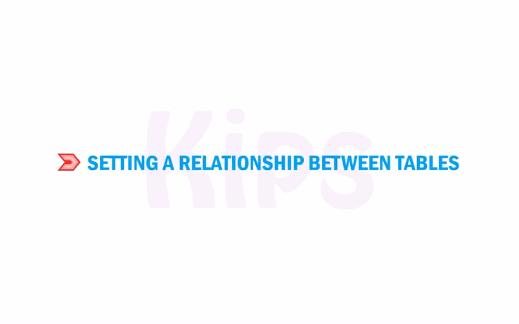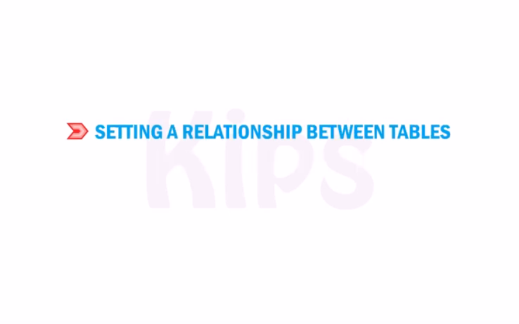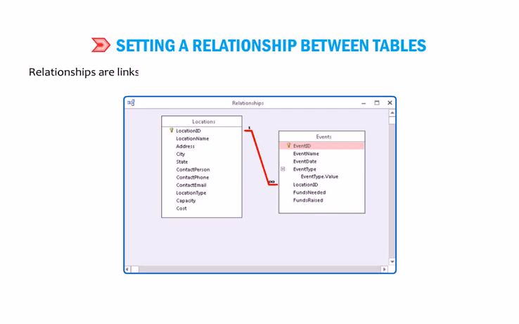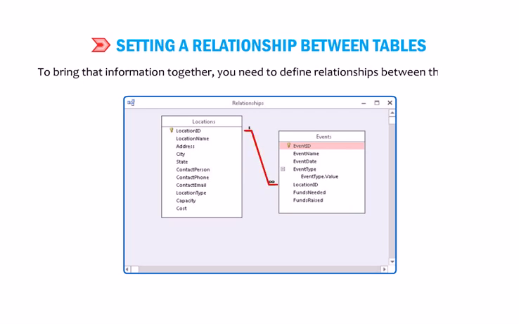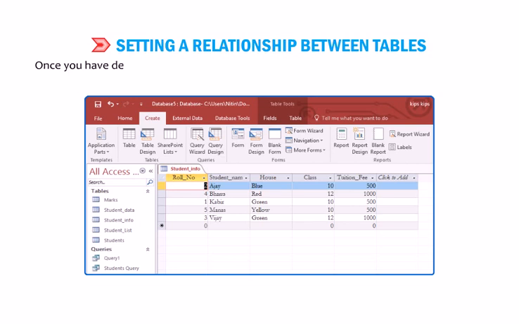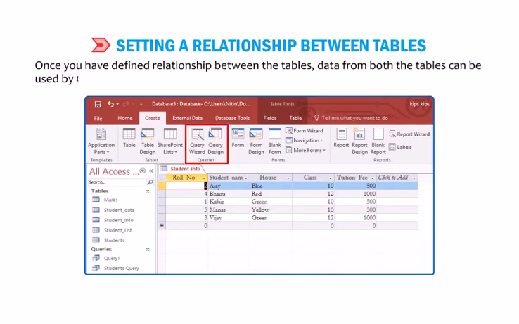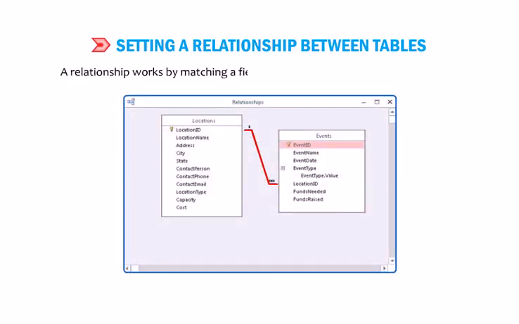Okay, let us now find out how to set a relationship between tables. Relationships are links that associate a field in one table with the same field in another table. In Access, you can store data in multiple tables. To bring that information together, you need to define relationships between the tables. Once you have defined a relationship between the tables, data from both the tables can be used by a query, form or report. A relationship works by matching a field with the same name in both the tables.